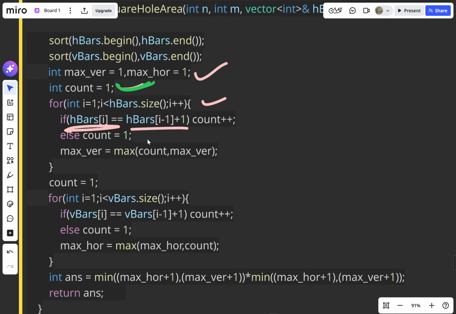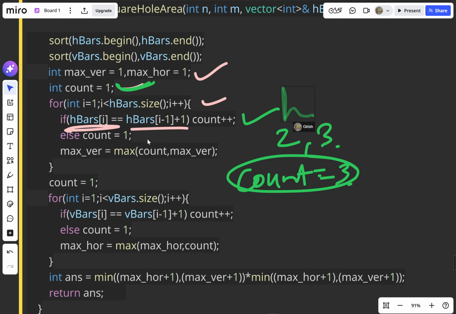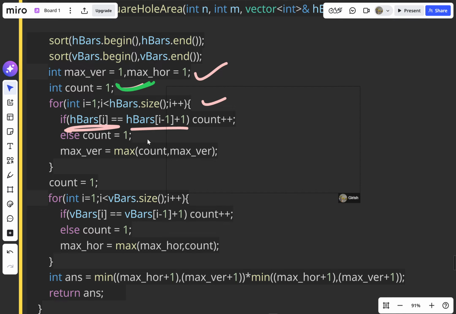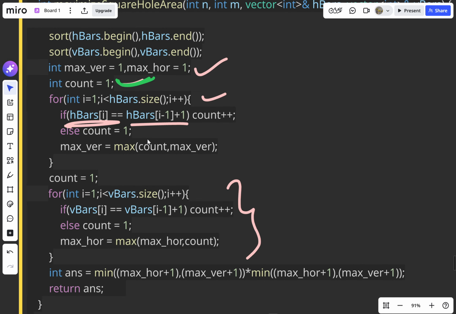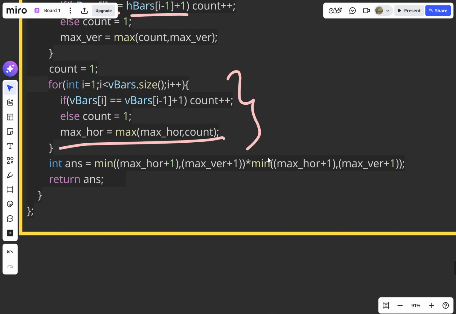The count is initially 1, so after counting 2 and after counting 3, the count will be 3. So if we remove the horizontal bars, our length will be count, which is equal to 3. Okay, then we will move forward. In a similar way we will count for the vertical bars, the continuous vertical bars which we can remove.